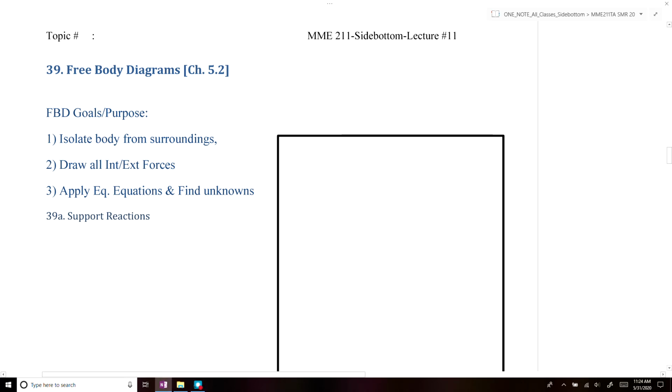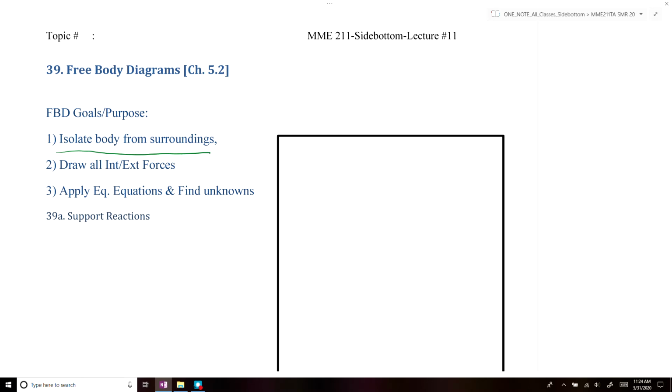So in order to apply the equilibrium equations for a rigid body, we need to first create a simple model of our mechanical system. In order to do that, we're going to draw a free body diagram. The free body diagram of an engineering component involves isolating our rigid body from its surroundings. Once we have our rigid body isolated, we're going to draw all the internal and external forces that are being applied to our rigid body.